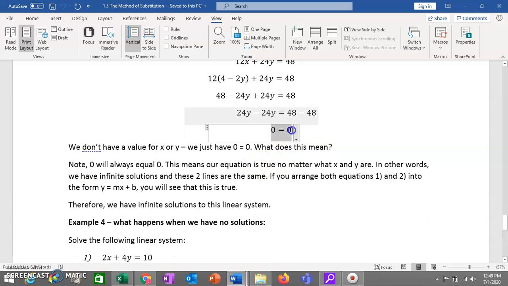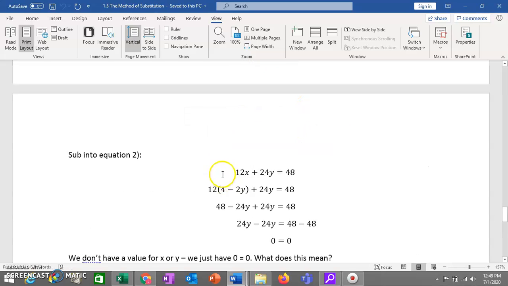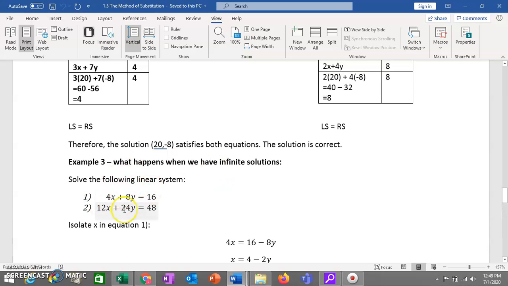So if you get 0 equals 0 at the end of your substitution process, that means you have infinite solutions. And if you want, you can go back, put these lines into y equals mx plus b form. You will find that they are the same line.